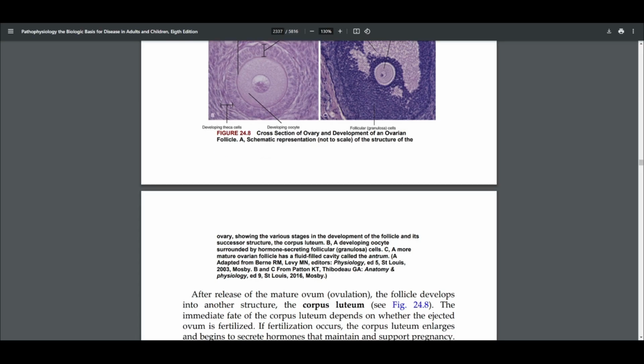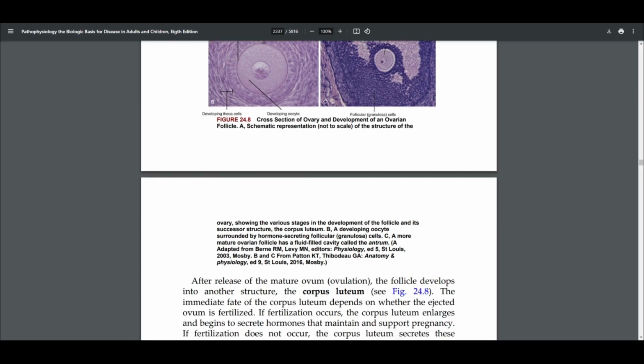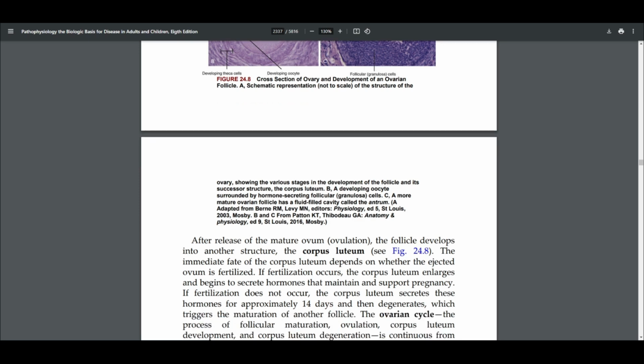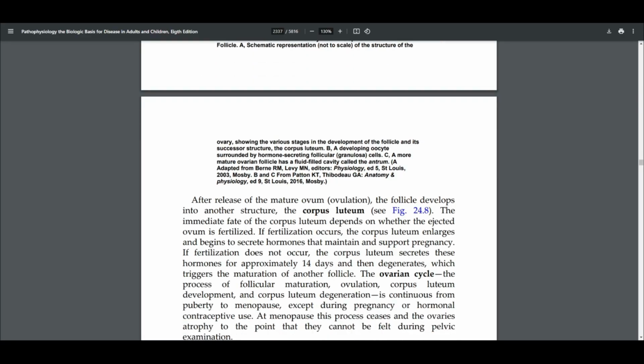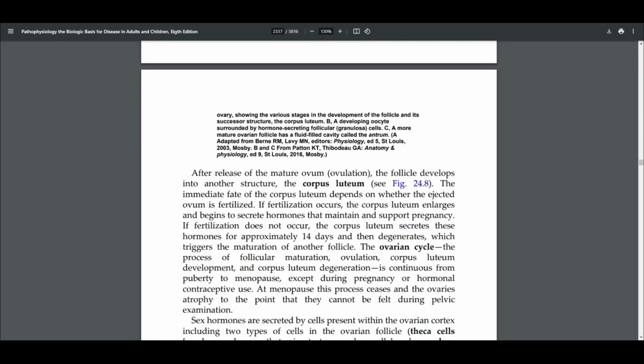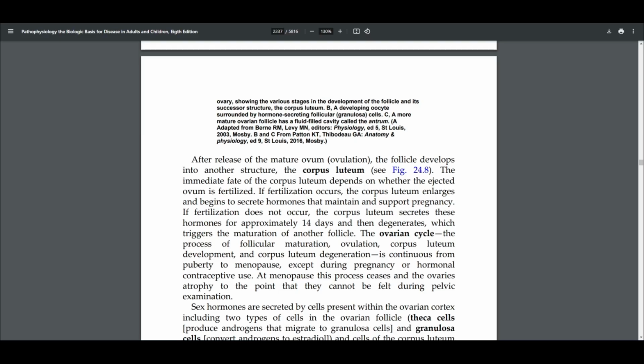After release of the mature ovum, the follicle develops into another structure, the corpus luteum. The immediate fate of the corpus luteum depends on whether the ejected ovum is fertilized. If fertilization occurs, the corpus luteum enlarges and begins to secrete hormones that maintain and support pregnancy. If fertilization does not occur, the corpus luteum secretes these hormones for approximately 14 days and then degenerates, which triggers the maturation of another follicle.